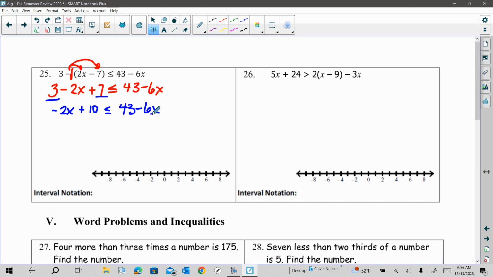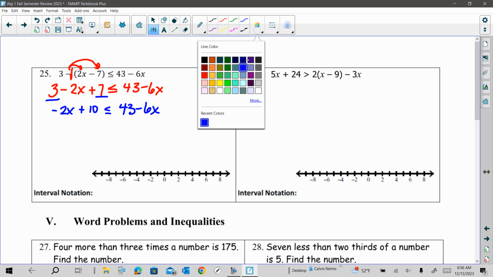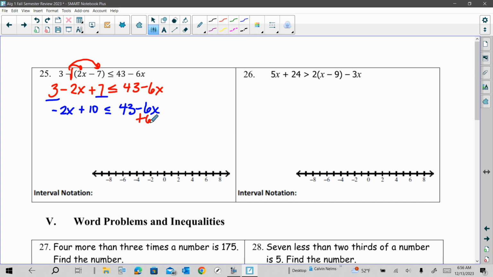And now we're going to get the variables on one side of the inequality symbol or the equal symbol and constants on the other. So start with the smallest variable between the negative 2 and the negative 6. The negative 6 is the smallest, so I'm going to do the opposite to eliminate it by adding 6x on both sides. So now we have a positive 4x plus 10 is less than or equal to 43.